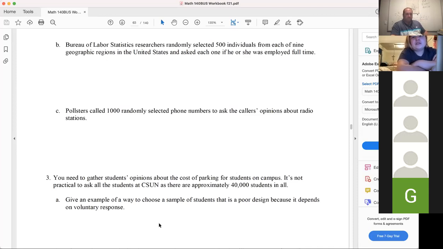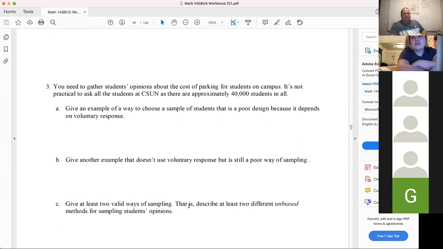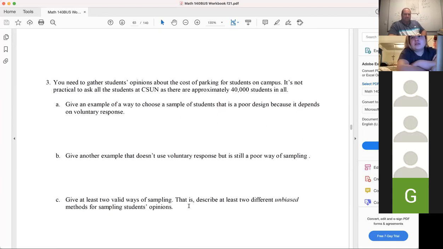Okay. 3, you need to gather students' opinions about the cost of parking for students on campus. It's not practical to ask all the students, as there's 40,000 students. Give an example of a way to choose a sample of students that's a poor design because it depends on voluntary response.